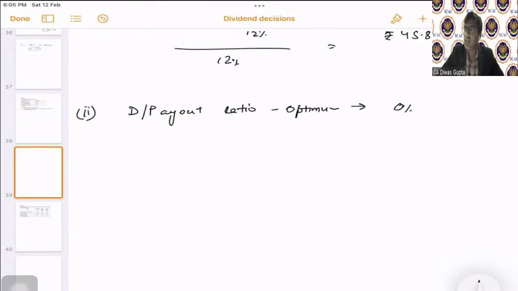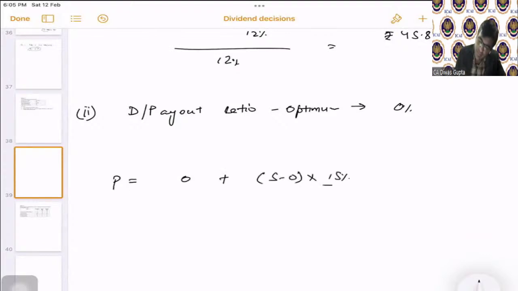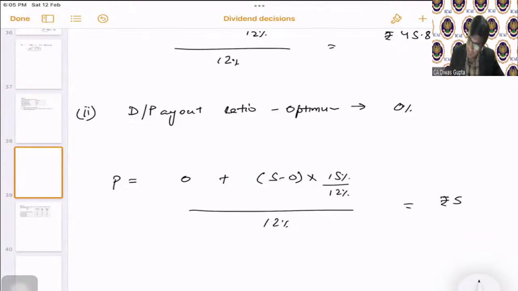Now, in such a case, they are asking us to calculate the price per share. So price per share will be 0 plus 5 minus 0 multiplied by 15% divided by 12% and whole divided by 12%. Simple. Everything else remains same except for the dividend, which becomes 0. So the per unit price is 52.08 per share.